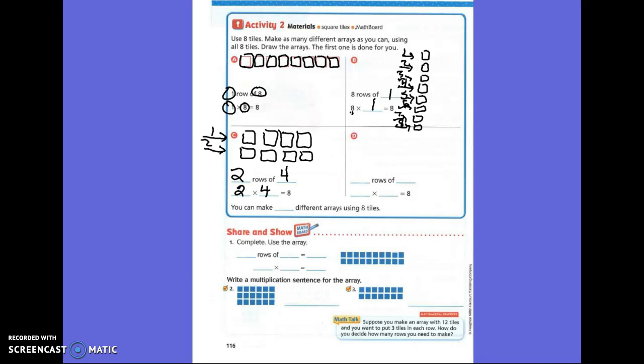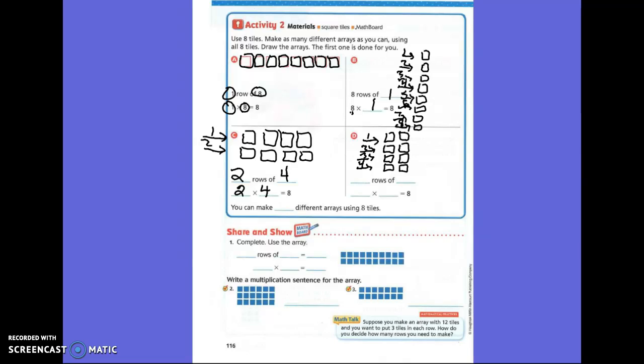How else can I make this? There should be another way. How many rows would I do? 4 rows maybe. Let's try that. 1, 2, 3, 4. Okay. I already have 4. So, how many in each row could I do? Maybe 2 in each row? Let's see. 1, 2, 1, 2, 1, 2, 1, 2. Does that equal 8? Yes.